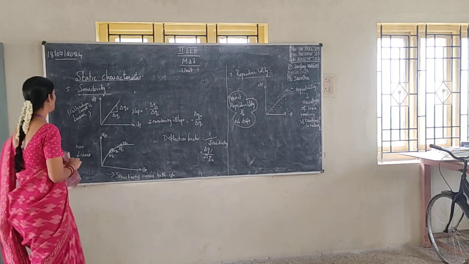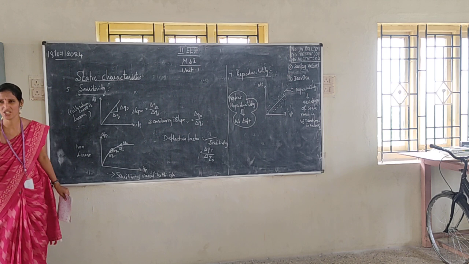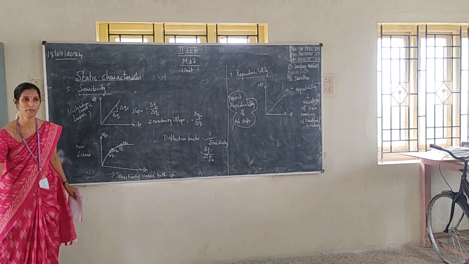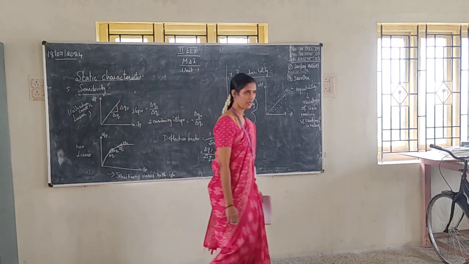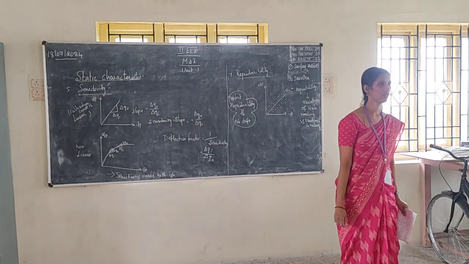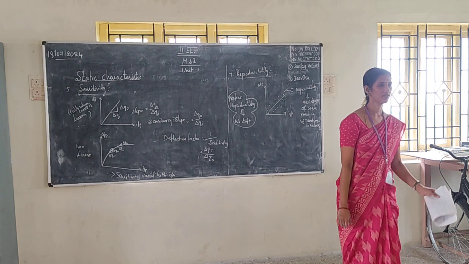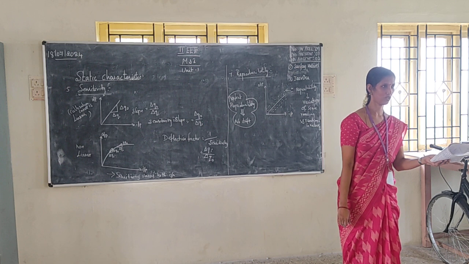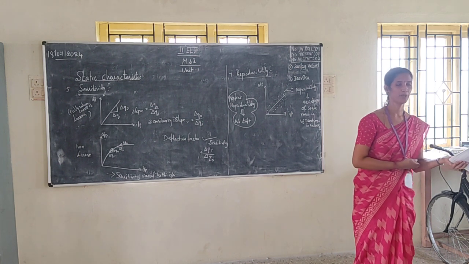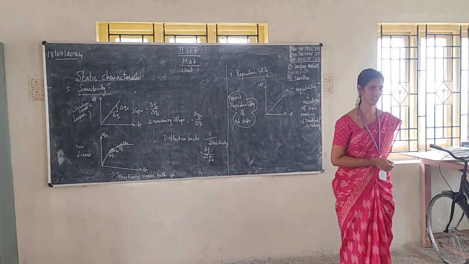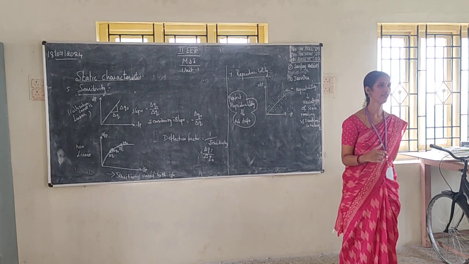Sensitivity is a static characteristic. Now, what is meant by sensitivity? Sensing means the variations of input you have to take out in accordance with the input. You put the input and get the immediate change of output. That is the sensing.